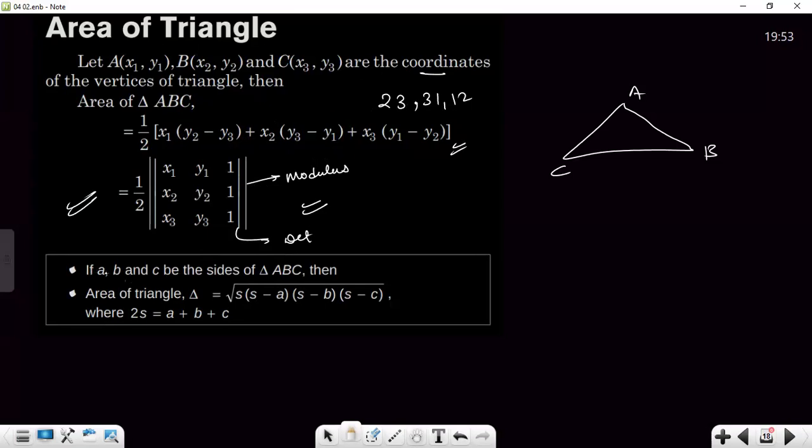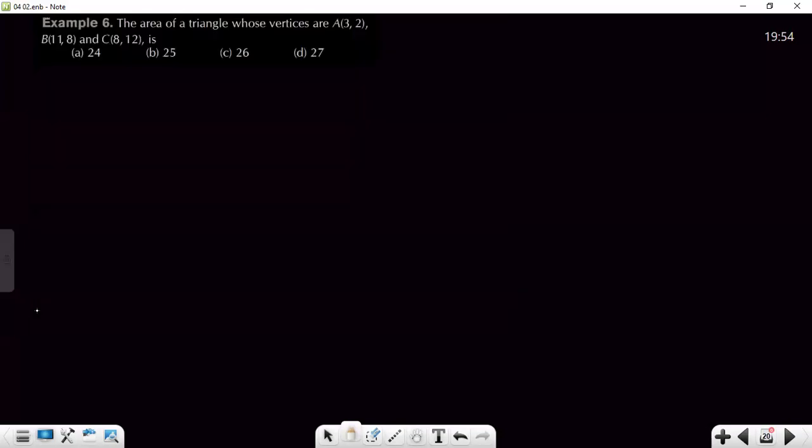There are some additional pointers given. If a, b, c are the sides of a triangle ABC, then the area of the triangle can also be given by Heron's formula. S is the semi-perimeter, a plus b plus c divided by 2. If we have all the sides of a triangle, we can use this formula to find out the area of the triangle. So let's now discuss an example. We'll do this later.